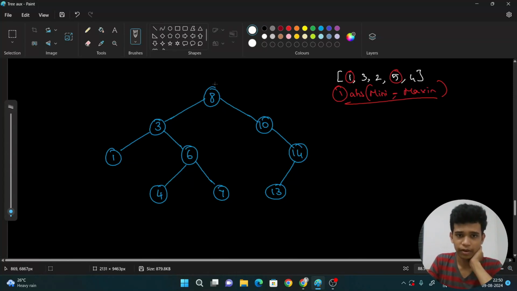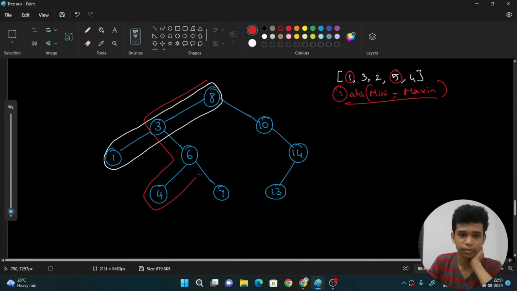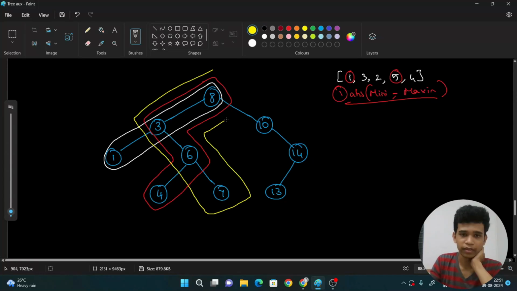If I am at this 8, then what are the possible paths I can take? I can take 3 and 1 as one of my possible paths. Otherwise, I can take 8, 3, 6, 4 as one of my possible paths. Or otherwise, I can take 8, 3, 6 and 7 as one of my possible paths.